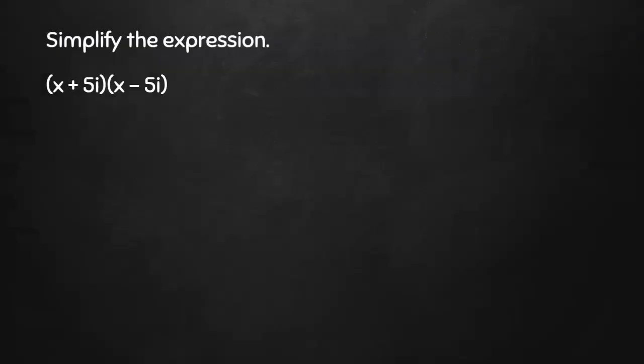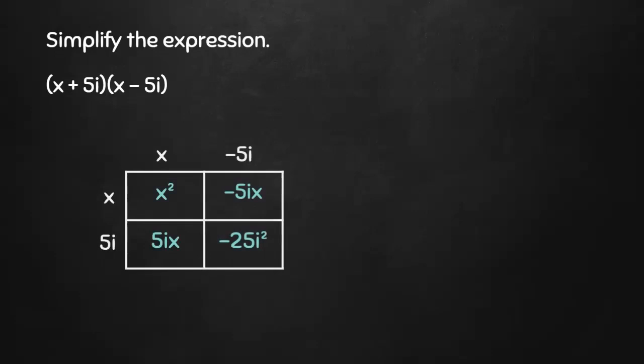So let's look at this expression. We have x plus 5i and x minus 5i. Notice we could FOIL, do our double distribute, put it in a box. We get x squared and then a minus 5xi, a positive 5xi, and then a negative 25, and then i times i got us our i squared.